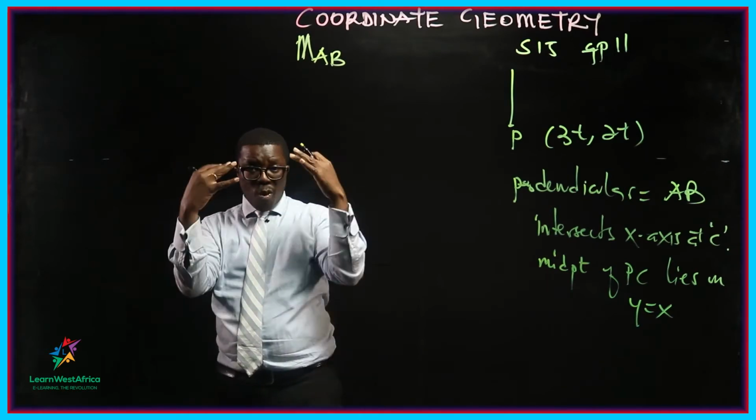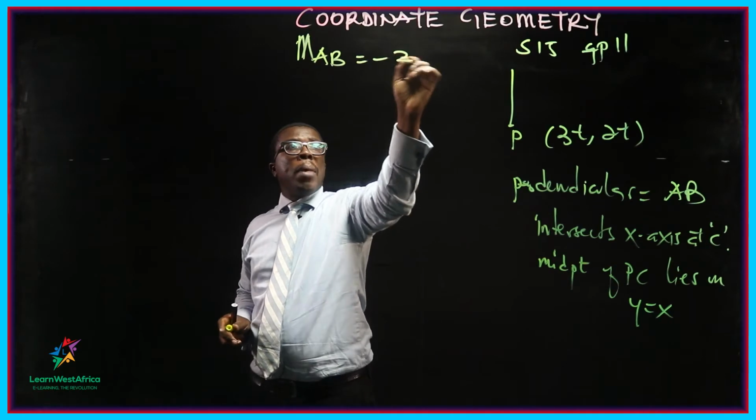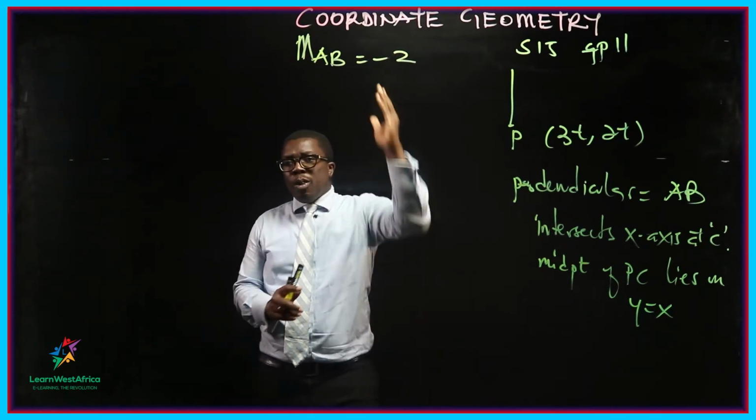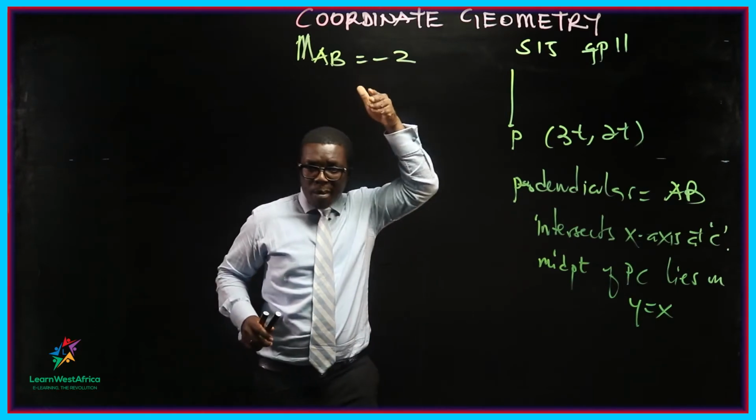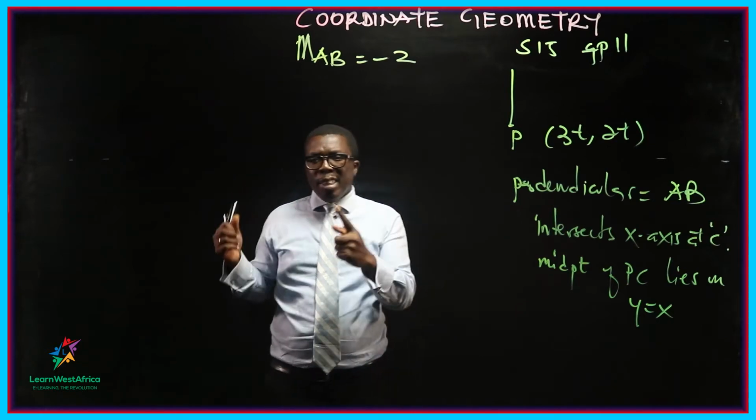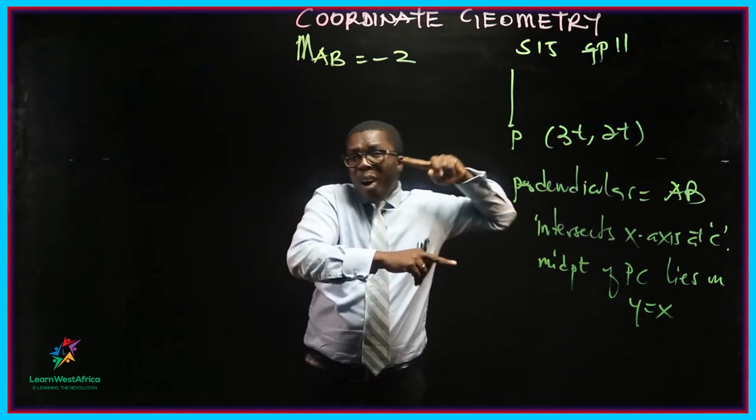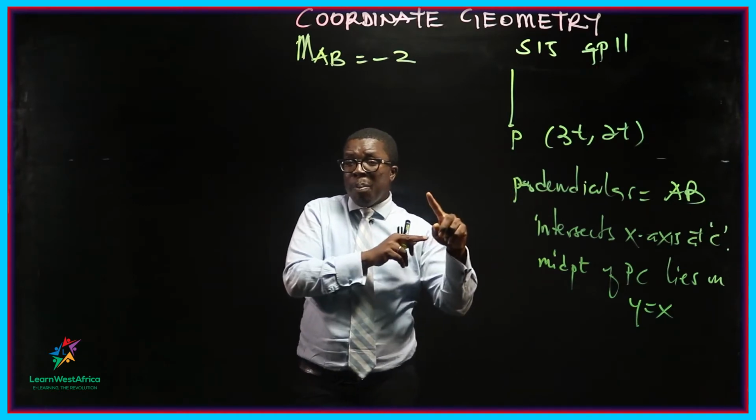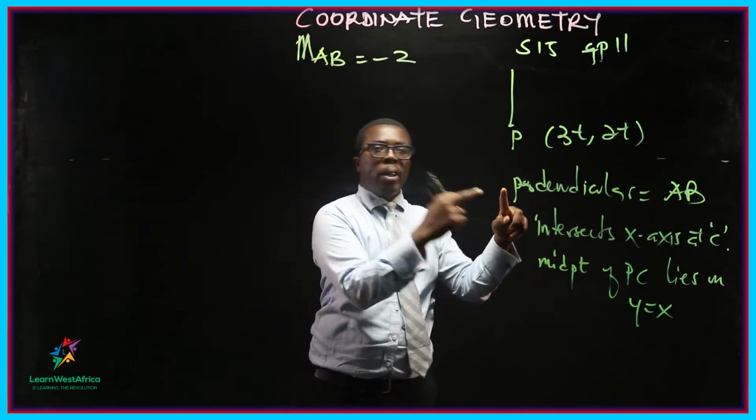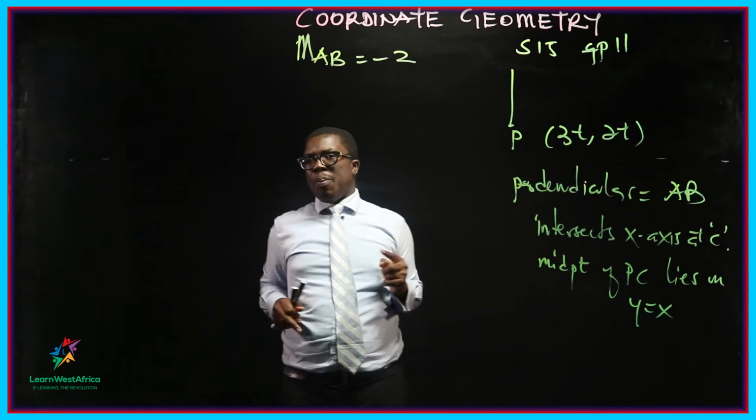So anywhere you see M, like convention, coordinate geometry means the gradient. So the gradient of AB is what? -2. So you have AB, and this perpendicular hits AB at 90 degrees. And you know the rules. Anytime you have two lines that are perpendicular, one is the negative reciprocal of the other. What it simply means is that take the gradient of the first one, turn it upside down, and put a negative to it. That will give you the gradient of that perpendicular.